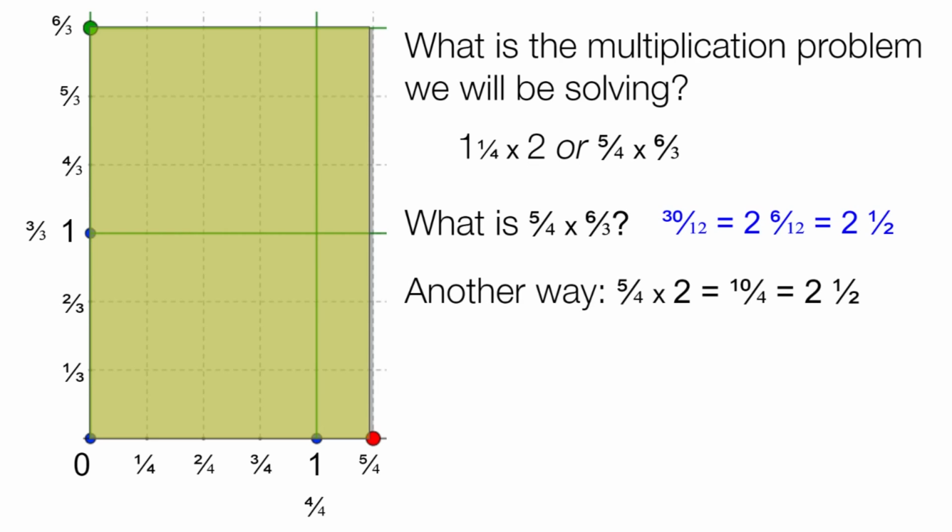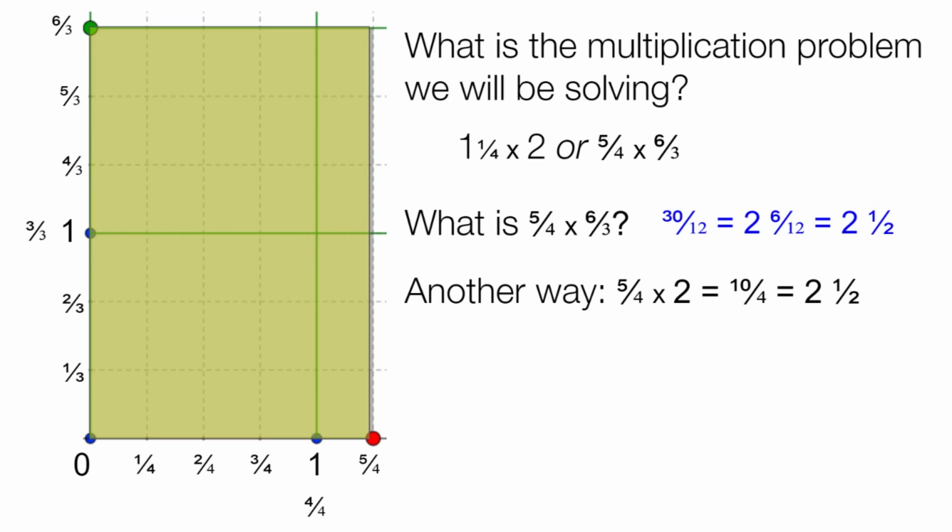You could do 5/4, and you could take 6/3 and rename that to 2 wholes. So if you did 5/4 by 2 wholes, you would get 10/4, which is also a correct answer because that is also equivalent to 30/12. It's also equivalent to 2.5.